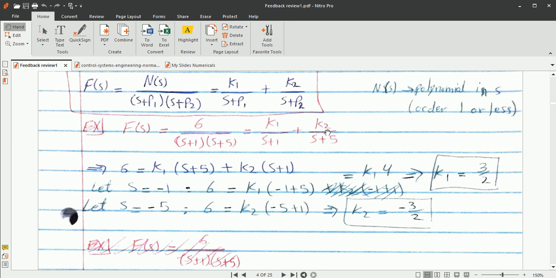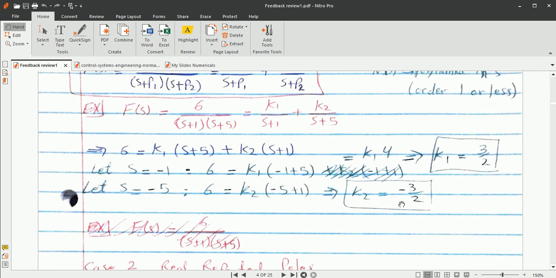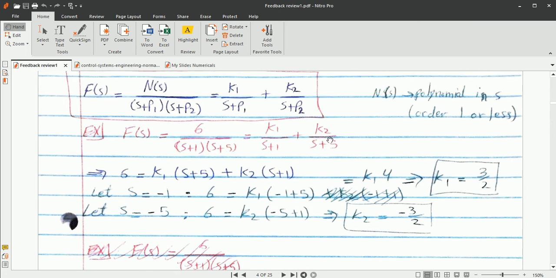Now if you want K2, make s plus 5 equal to 0. If you make this 0, the other term becomes 0, and s is equal to minus 5. So minus 5 plus 1 is minus 4. So 6 over minus 4, that will be minus 3 by 2. So K2 will be minus 3 by 2. Is it easy? Now put this K1 and K2 here. You will get 3 by 2 over s plus 1 minus 3 by 2 over s plus 5.